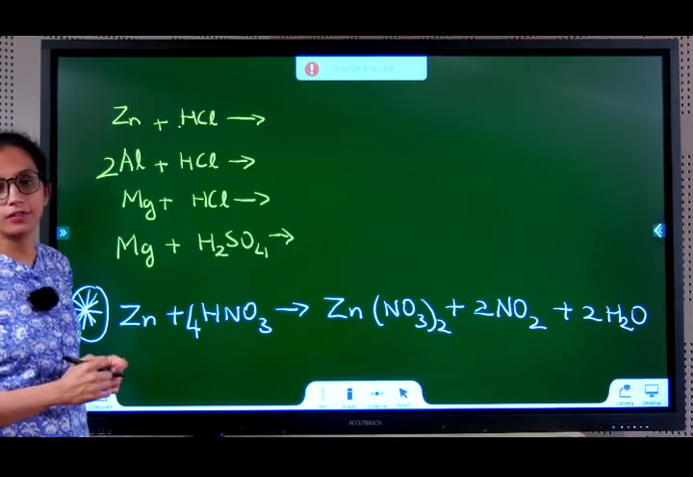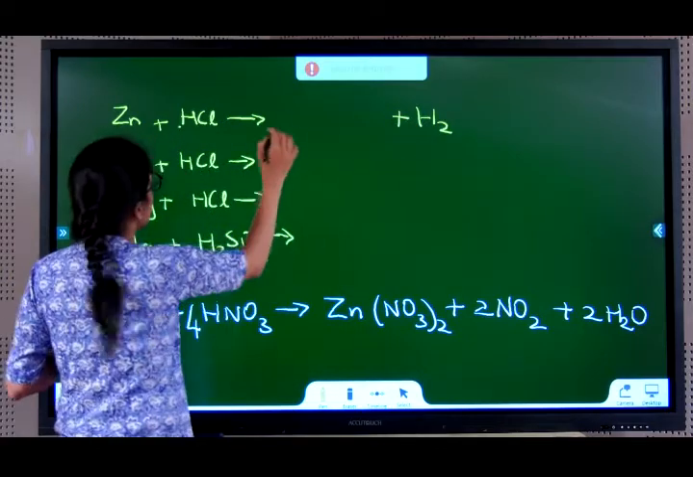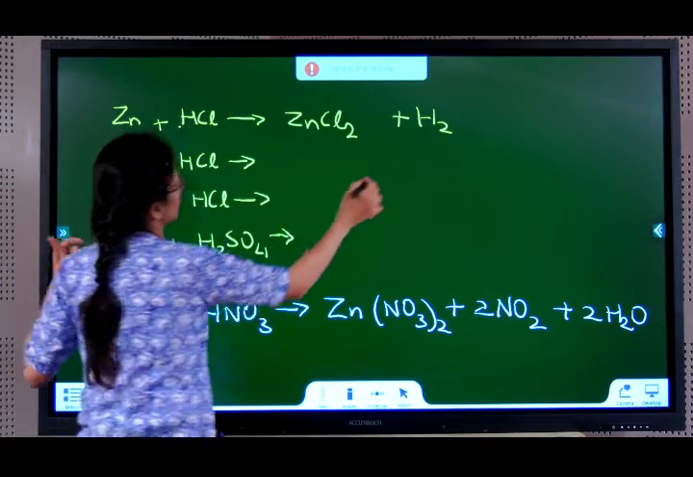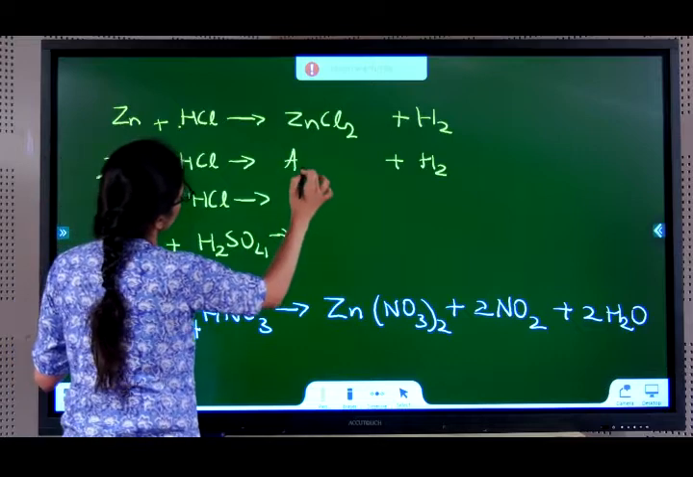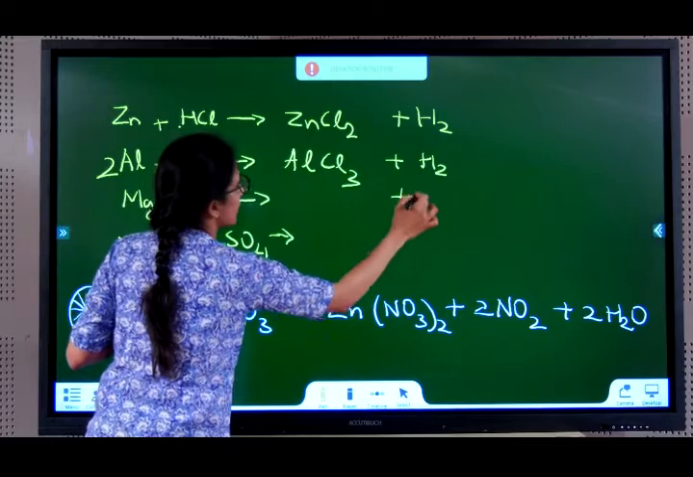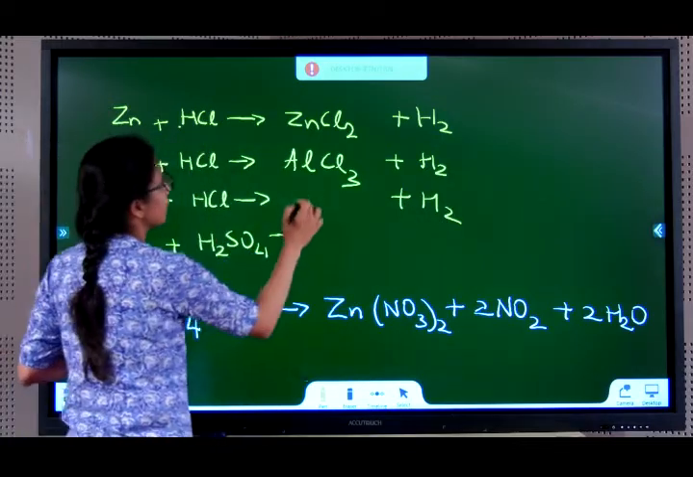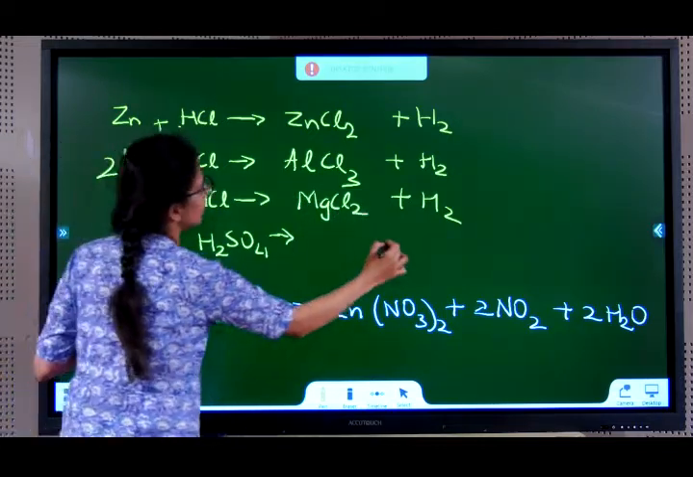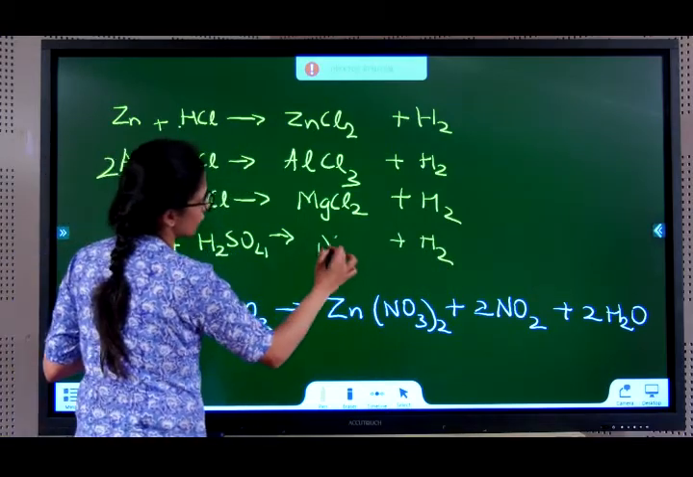Zinc reacts with dilute HCl: first the hydrogen gas comes out, we all know that hydrogen gas is evolved, and then you have zinc chloride here. Similarly, hydrogen gas comes out here, and aluminium reacts with HCl to give aluminium chloride. Magnesium with hydrochloric acid gives hydrogen gas and the salt solution formed, magnesium chloride. Here you have H2 coming out, Mg plus H2SO4 gives MgSO4.